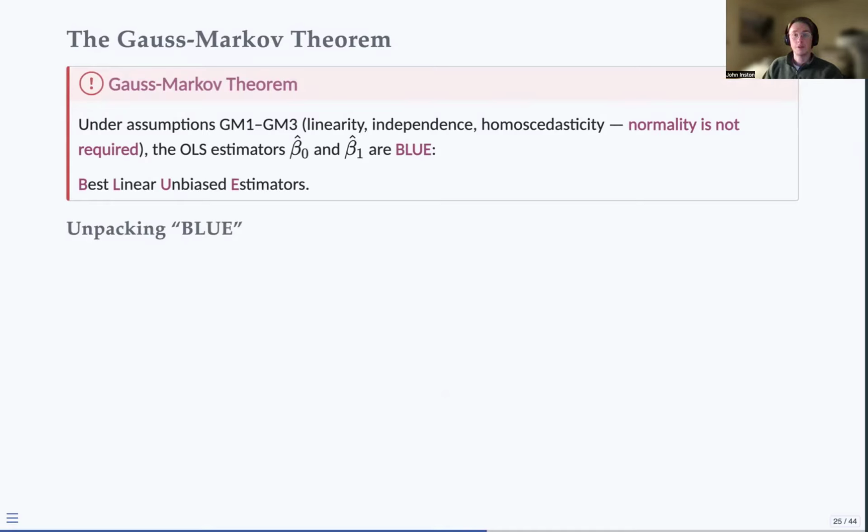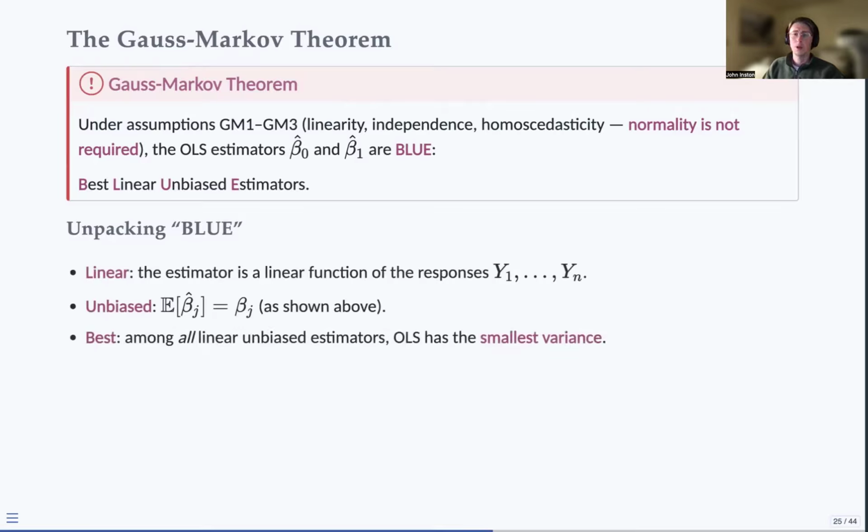This is just a very quick aside. We're not going to discuss all the various ways that estimators can be good, but just for the sake of mentioning it, under the first three Gauss-Markov theorem assumptions, the OLS estimators are called BLUE estimators, which stands for best linear unbiased estimators. We know what it means to be unbiased. Linear just means that the estimator is a linear function of the responses, which holds because of the linearity of the model that we defined in the first place. And being the best means that among all the linear unbiased estimators, the OLS has the smallest variance.